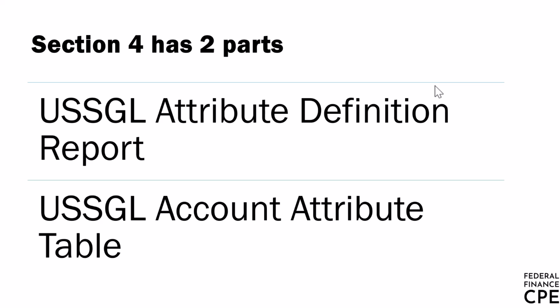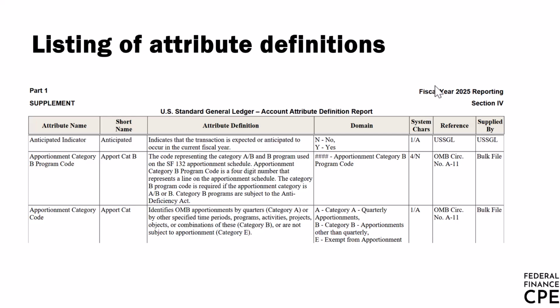So this section has two parts. One is the attribute definition report, and the next is the attribute table. You'll see here the attribute definition report shows the various names of the attributes, and then what their definition is, a short name, which will be used in various crosswalk tables, and then it'll give you the values, so domain. For example, anticipated indicator, or called anticipated, has a value of yes or no.